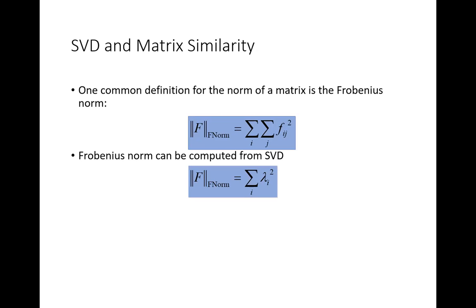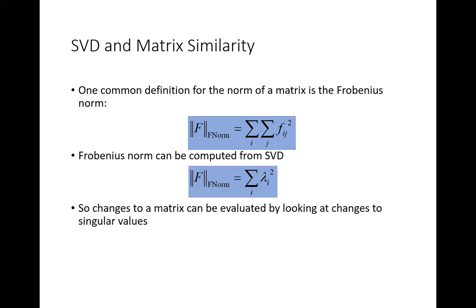And again, similar to the PCA results, it can be shown that there is a relationship between this Frobenius norm and the singular values or eigenvalues that you get. So one can look at how much a matrix will change by looking at the eigenvalues or the singular values that you are throwing away.